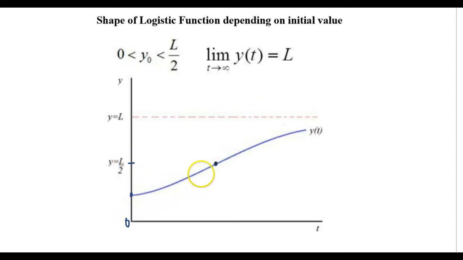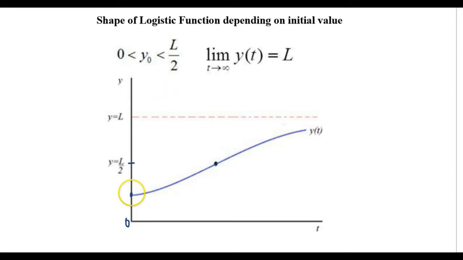And the general shape is going to look like the previous logistic curve that we had taken a look at earlier, that started out concave up and then reached its maximum rate and then turned into a concave down function. So we have this inflection point happening here. And that's only because my initial value is between 0 and L over 2.